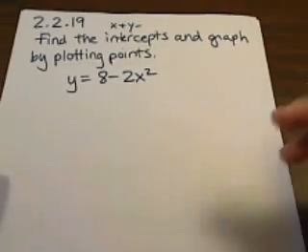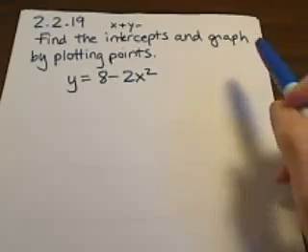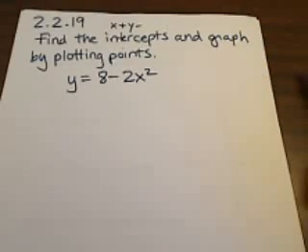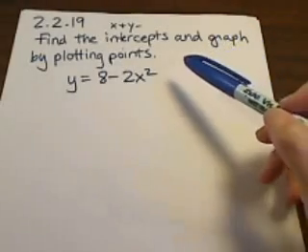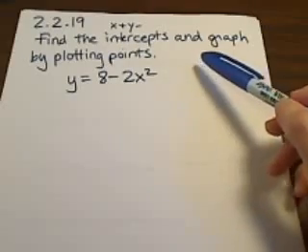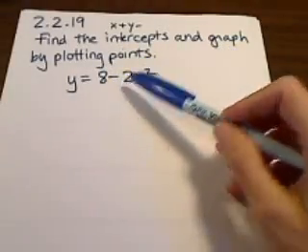Okay, so here's a couple of problems asked over email. This first one is from section 2.2.19, and it asks us to find the x and y intercepts and graph this equation right here by plotting points.